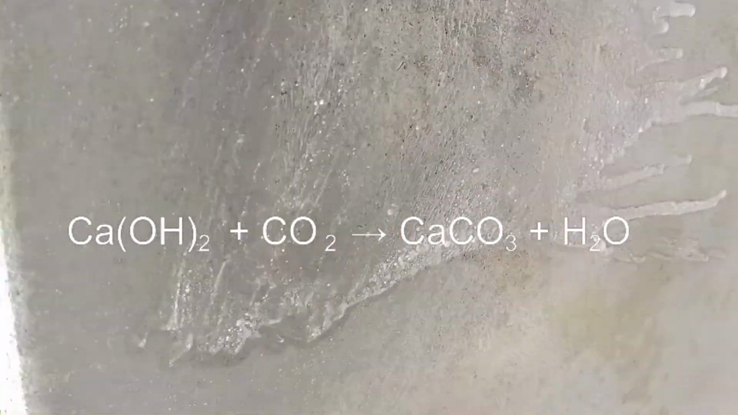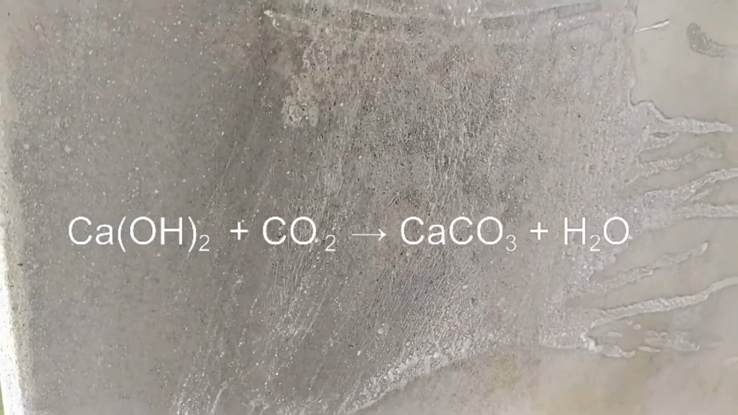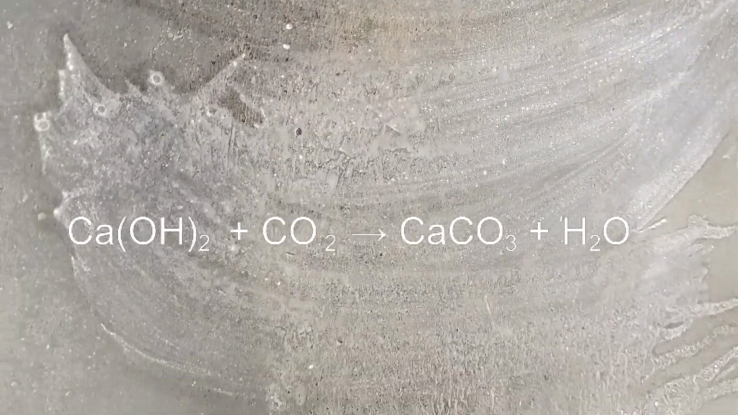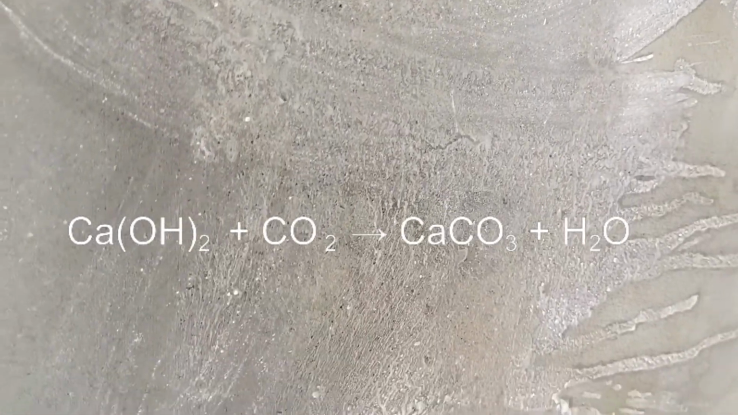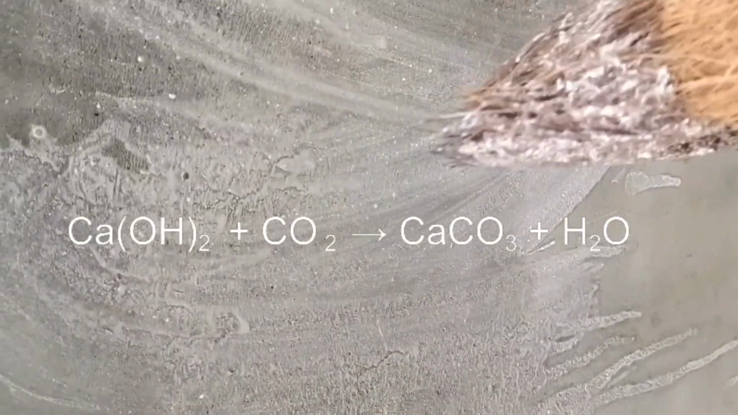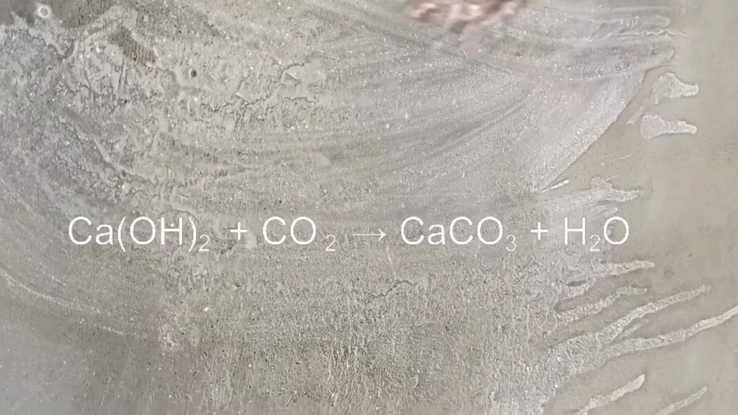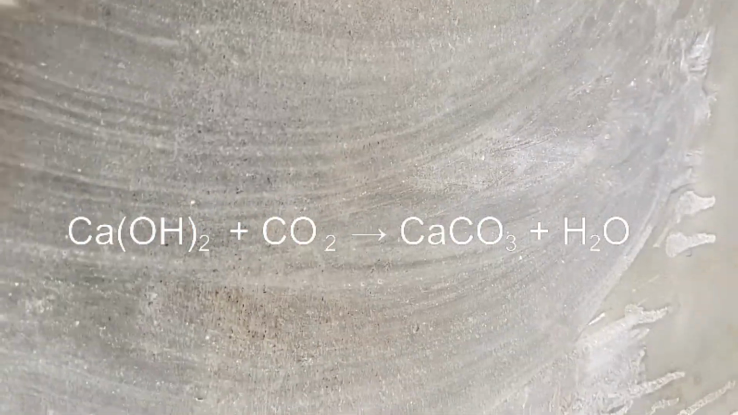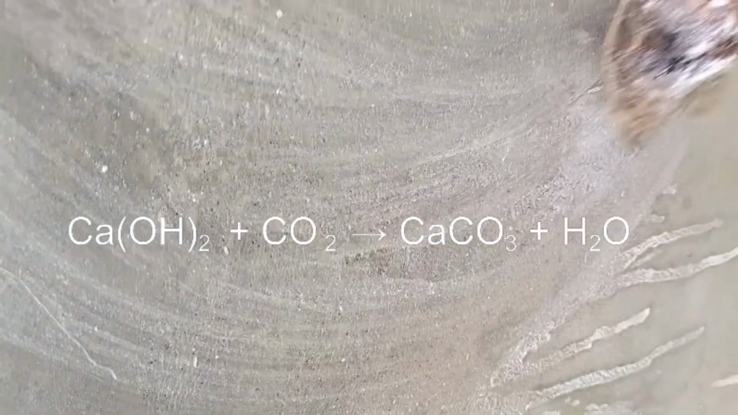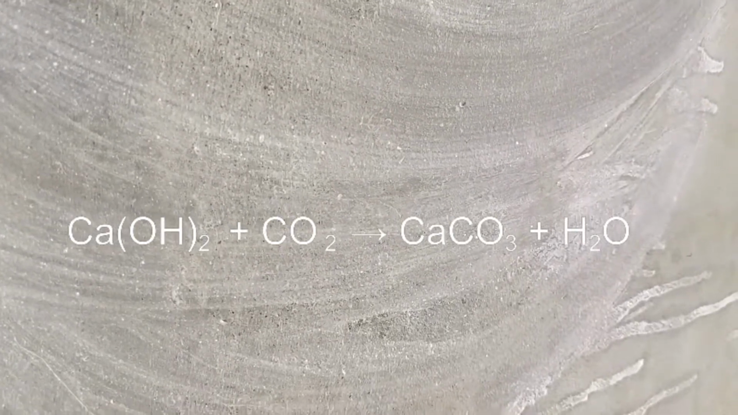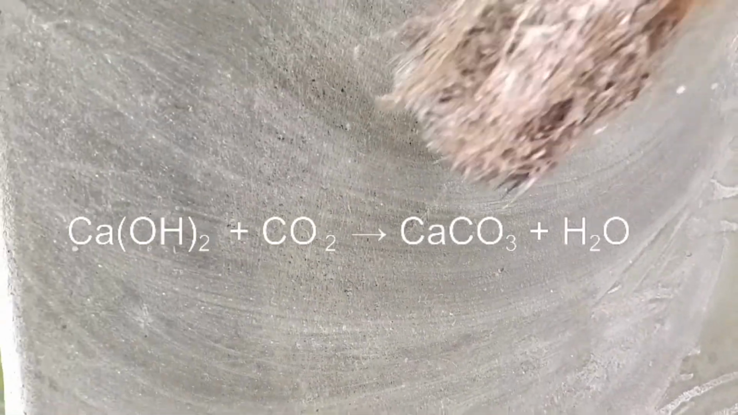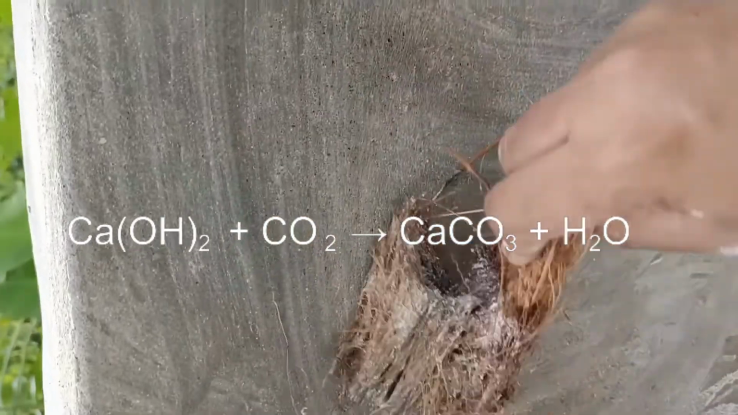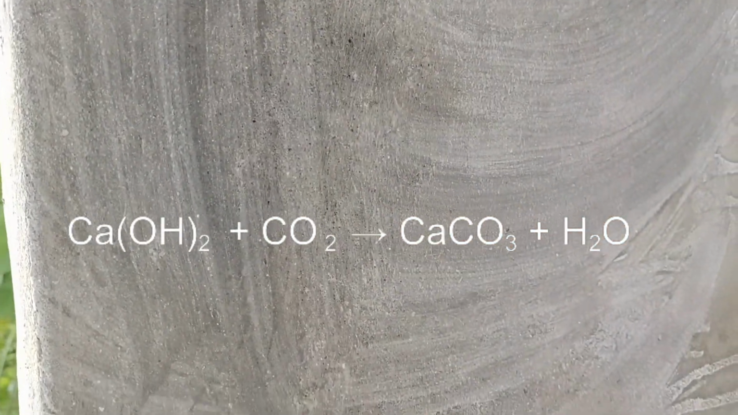Now what's happening? Another chemical reaction is taking place. The calcium hydroxide, that is the whitewash applied on the walls, will react slowly with carbon dioxide in the atmosphere to form a white glossy finish of calcium carbonate. Water is also formed along with the calcium carbonate. So this will take some time. The painters usually leave the walls for almost 1 week so that the reaction will be completed.